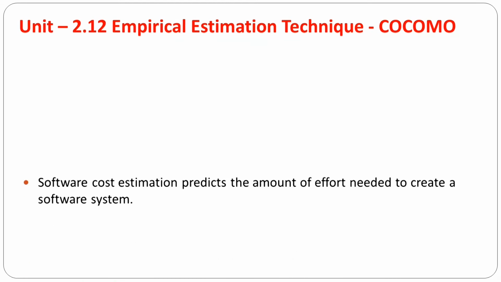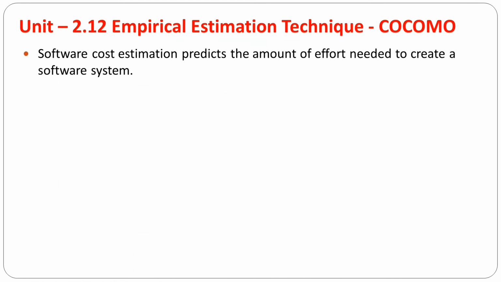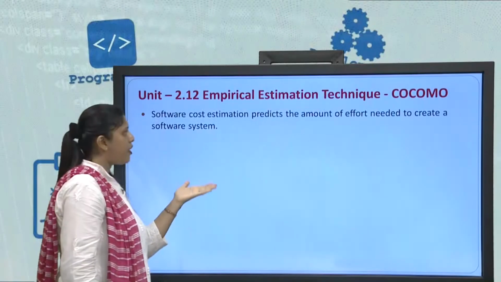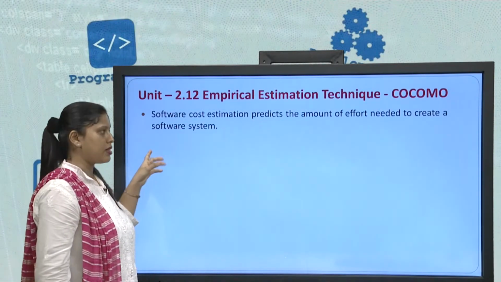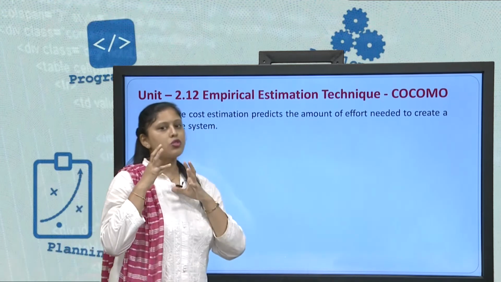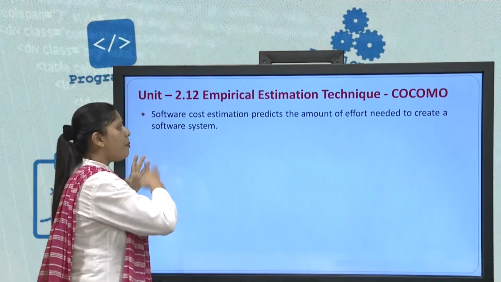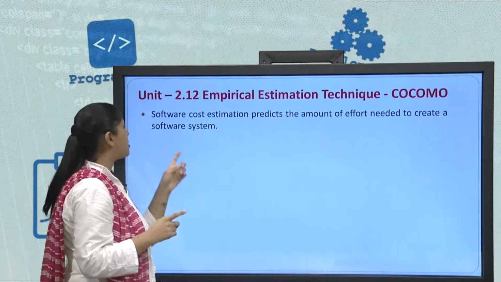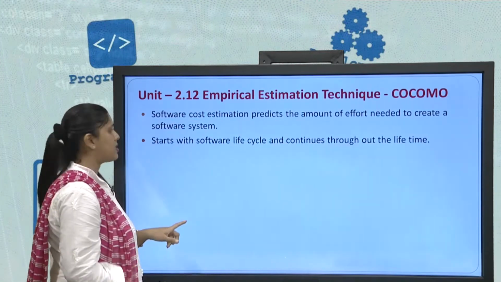2.12 is empirical estimation technique, which we call the COCOMO model. Now, what is the COCOMO model? Before that, we see what is empirical estimation technique. Software cost estimation predicts the amount of effort needed to create a software system. So, if I am going to create some software system, how much effort I require to create this system is called software cost estimation.